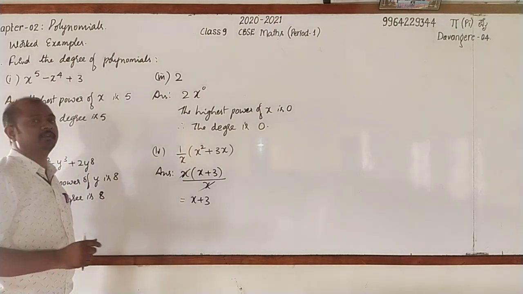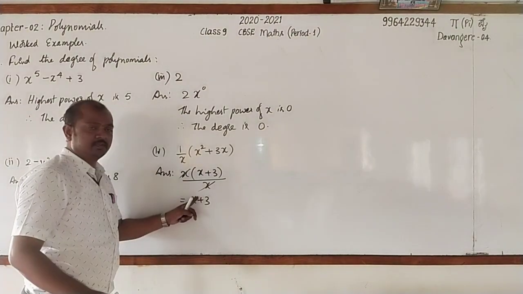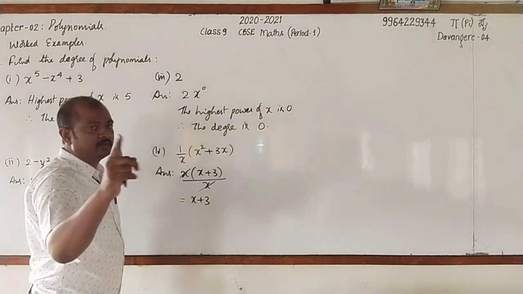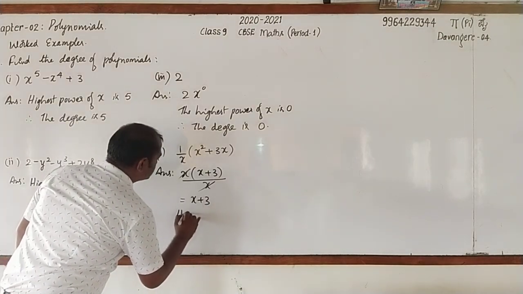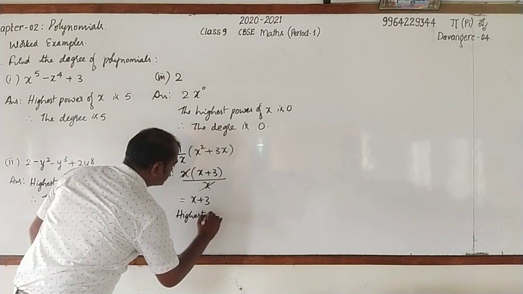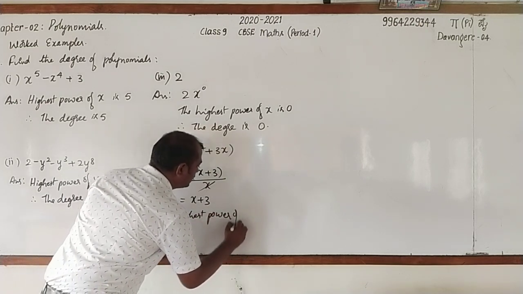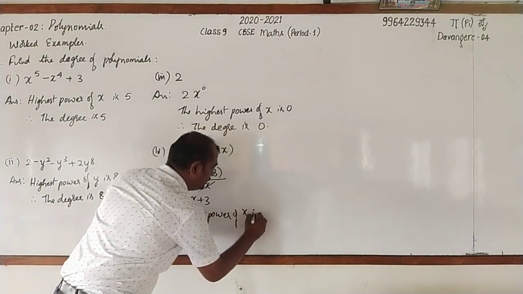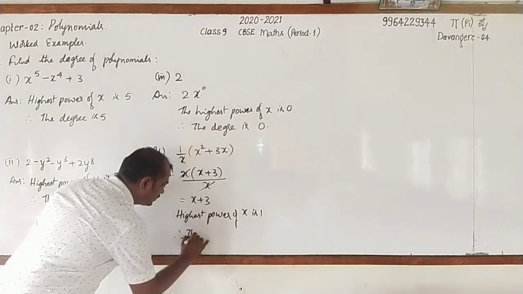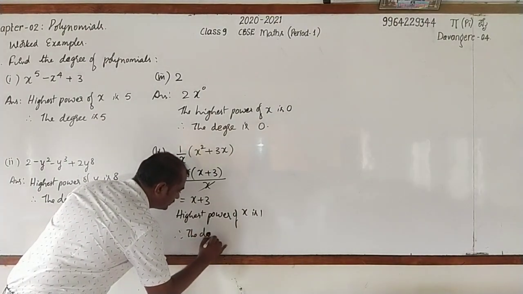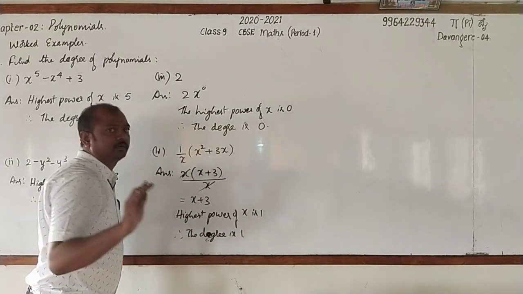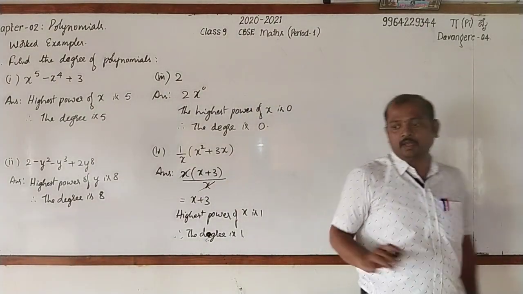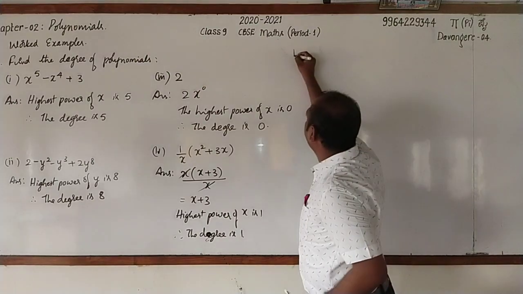Now you decide degree. Highest power is 1. Therefore, degree is 1. Here I write: highest power of which variable? X is 1. Therefore, the degree is 1. Got it? Now, we will move on to the next part.